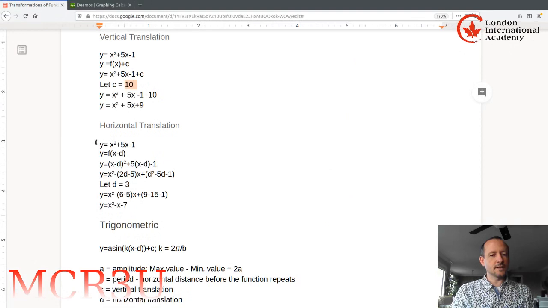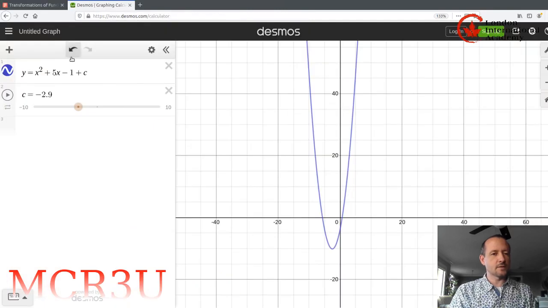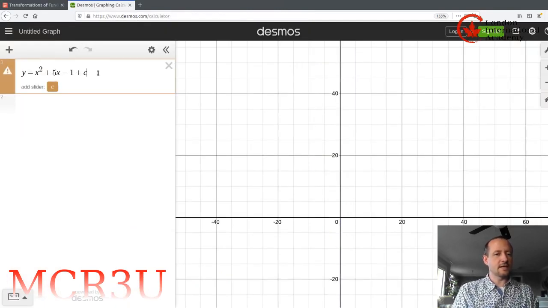Now the horizontal translation, that's the final one. We have our original function, y equals x squared plus 5x minus 1, and that's right there. Let's just erase the c and take the c out.